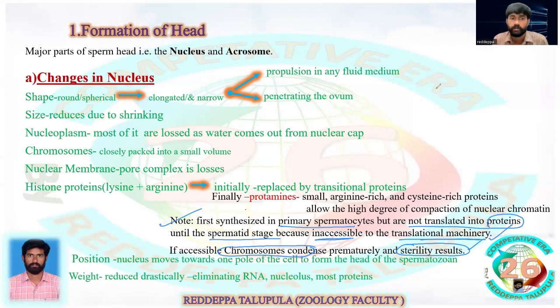Next, position. The nucleus moves towards one pole of the cell to form the head of the spermatozoa. Next, the weight is reduced drastically. The weight of the nucleus is reduced drastically because of the elimination of RNA, nucleolus, and most proteins that are present in the nucleus. Because of that, the weight is reduced drastically. These are the changes happening in the nucleus.